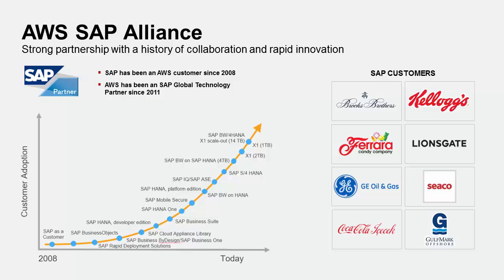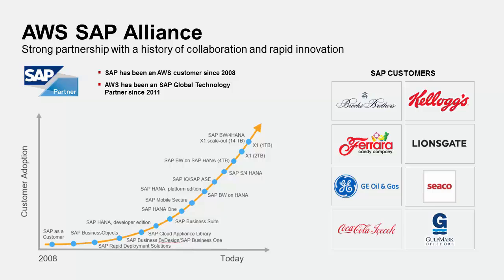AWS and SAP have built a strong alliance over the years. SAP has been an AWS customer since 2008 and uses us for a variety of use cases, from developer systems and training systems. They offer many trials of their solutions on AWS, which customers can launch through their Cloud Appliance Library.